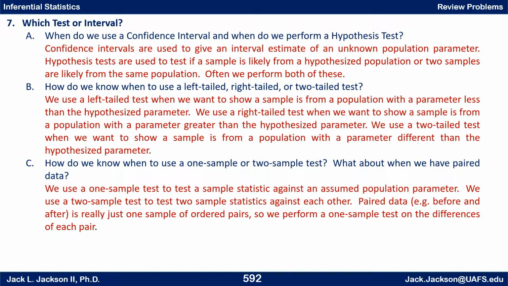How do we know when to use a one-sample or two-sample test? We use a one-sample test when we want to test a single sample statistic against an assumed population parameter. We use a two-sample test to test 2 sample statistics against each other from 2 independent samples. Paired data, for example, before and after data, is really just one sample of ordered pairs. So what we do is find the difference in each of those pairs, and now we have a one-sample situation. So we perform a one-sample test on the differences of each pair when we have before and after data.